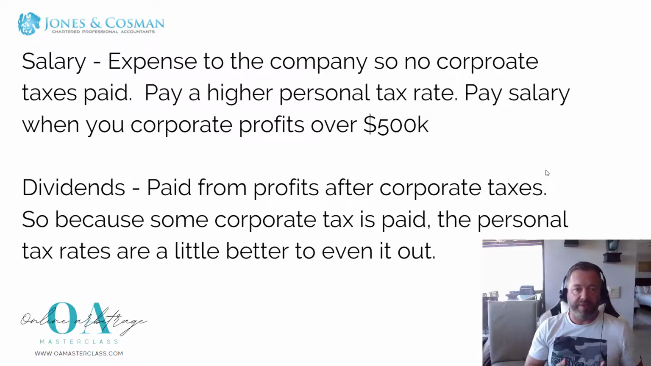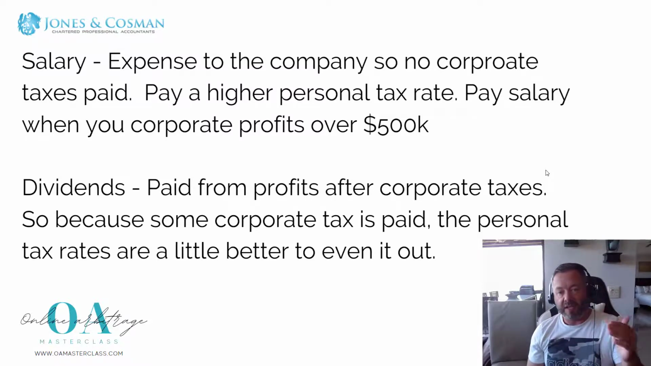Usually a strategy we do is if your company profits over 500K, which is what the small business deduction amount and the lower tax rate is for corporations in Canada, then we'll pay a salary to bring it down. Dividends, on the other hand, are paid from the profits after the corporate taxes. So you've got the revenue, expenses, here's the corporate profit, then we pay some corporate taxes. And then the money left over is what the dividends really are, distributions.